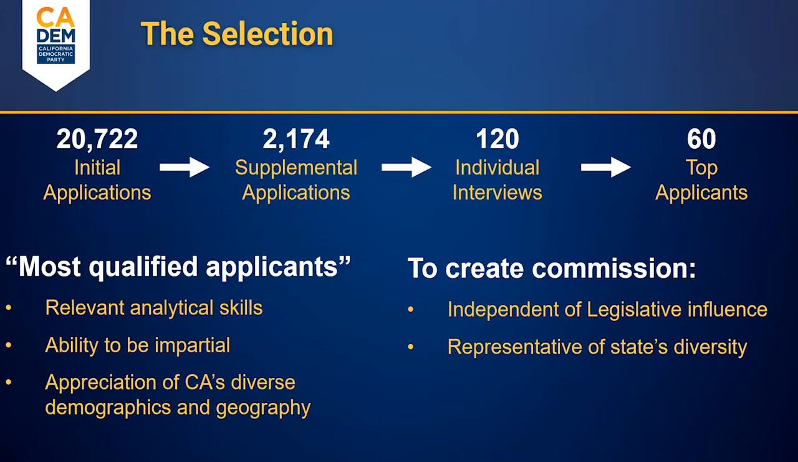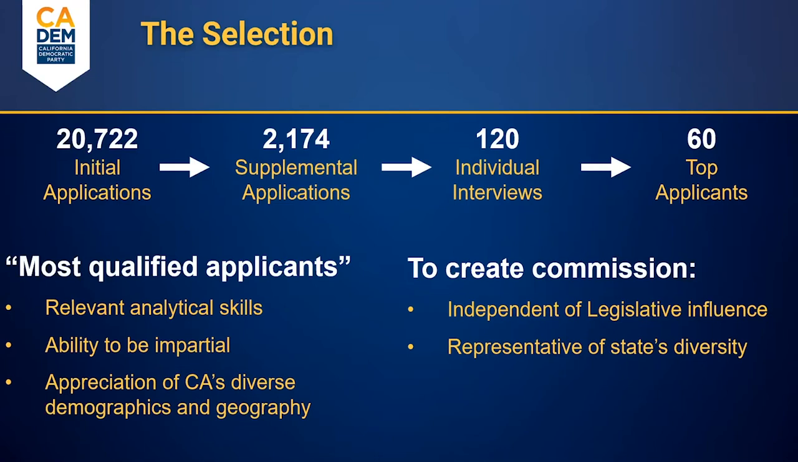So once those 2,000 people, though, did apply, there were 3 members of the staff of the California State Auditor's Office who were in charge of going through those applications and ultimately selecting the 60 most qualified applicants. What you see described on the screens is described in law as having relevant analytical skills and ability to be impartial and an appreciation of the state's diversity, with the goal of ultimately creating a commission that was independent of legislative influence and reasonably representative of the state's diversity.